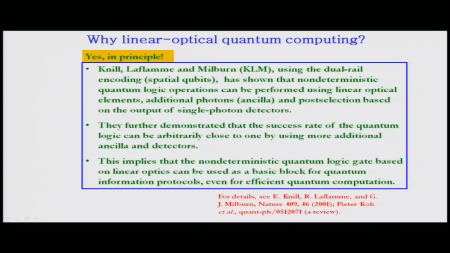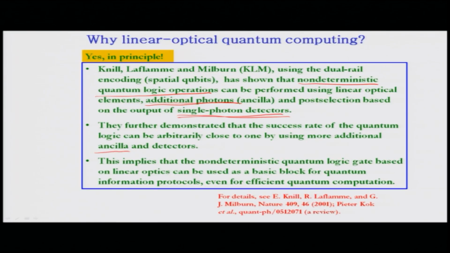And in principle, a lot of work happened in the early 2000s, where they managed to show that non-deterministic quantum logic operations can be performed using linear optical elements, where in addition ancilla photons, which are additional photons which are not participating in the actual process of the computation, are going to give strength to this process. And the post-selected output of single photon detectors can also be utilized for further processing, and robustness of the process. This group and several others of their time were also able to demonstrate that the success rate of quantum logic arbitrarily grows by using additional ancilla and detectors, and this has been a trend in recent years.